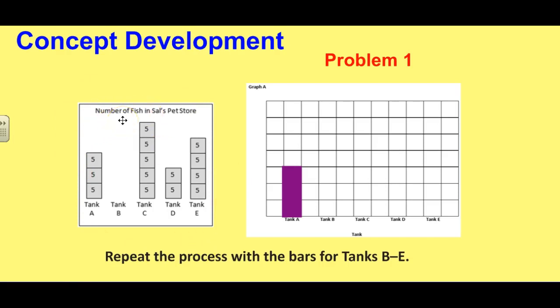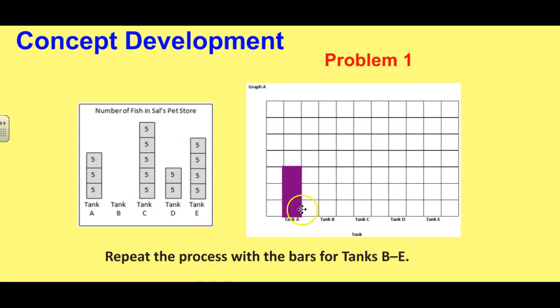This says that it's the number of fish in Sal's pet store. So somebody must have went around Sal's pet store, wherever that is, and figured out how many fish were in that store, and that's the data that they're collecting. So in tank A, there were 5, 10, 15 fish, because we can see right here that there's groups of 5. Tank B didn't have any fish because we don't see anything. Tank C had 5, 10, 15, 20, 25 fish. Tank D had 5, 10 fish, and tank E had 5, 10, 15, 20 fish.